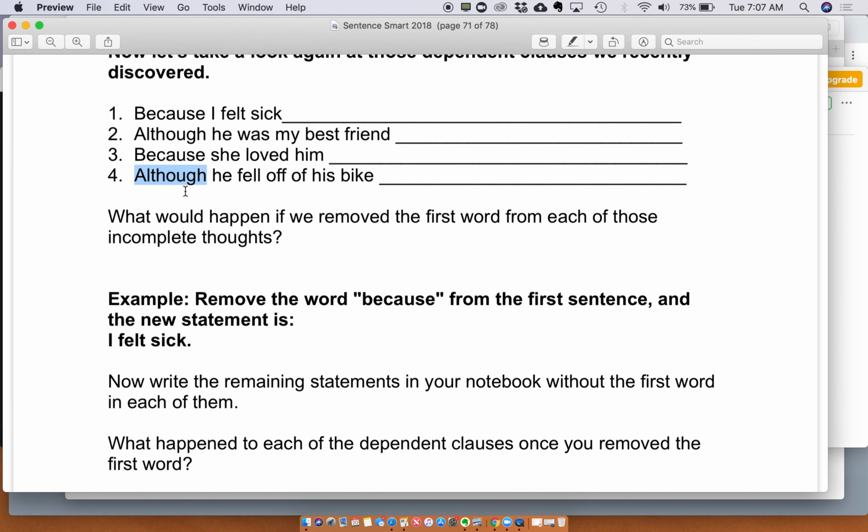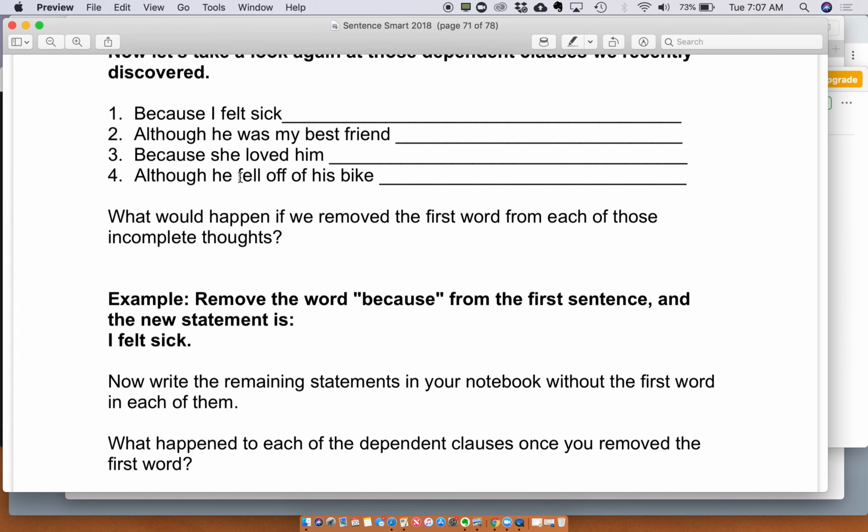And you see, these are words that we call subordinating conjunctions because they turn an independent clause into a dependent clause. I felt sick. I was doing fine when I just wrote that. Once I added because, now it becomes a dependent clause. The sentence was, he was my best friend. Now I added although, and now it's a dependent clause. She loved him. That was fine by itself, but when I added because, now it becomes a dependent clause. I had a complete sentence here. He fell off his bike. But then I added although, and it became a dependent clause.